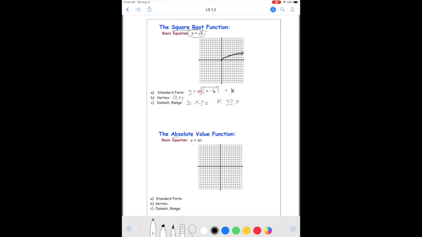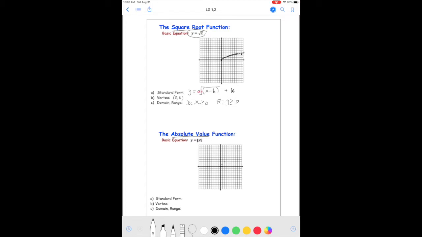Now the absolute value function. That's when you see these little bars, absolute. So to graph this guy, we just again insert values. So if I put 0, the absolute 0 is 0. If I put 1 into the x, the absolute of 1 is 1. If I put 2, the absolute 2 is 2.